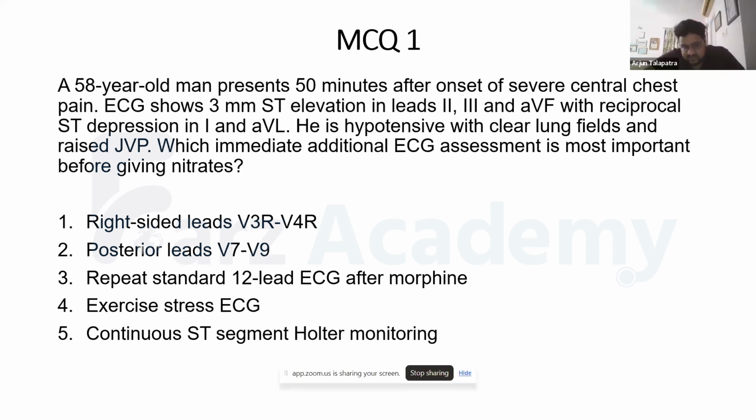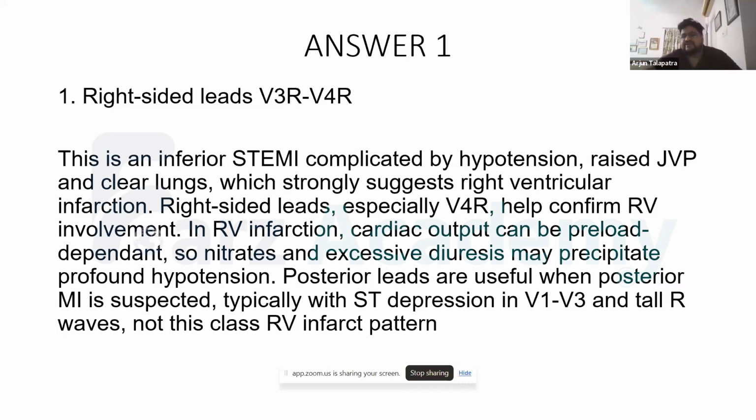Exactly, we'll rule out right-sided MI, so right-sided leads, right? So that's also very important. Obviously, like you said, this is a classic inferior wall MI, and like you said, it's important to know this because your treatment strategy would change drastically. In inferior wall MI, you would obviously be more judicious with hydration, right? Your raised JVP and clear lungs are typical fixtures, but you would also like to rule out an RVMI. So you definitely do right-sided leads, especially the V4R, which helps to confirm RV involvement. In RV infarction, cardiac output can be preload dependent, right?